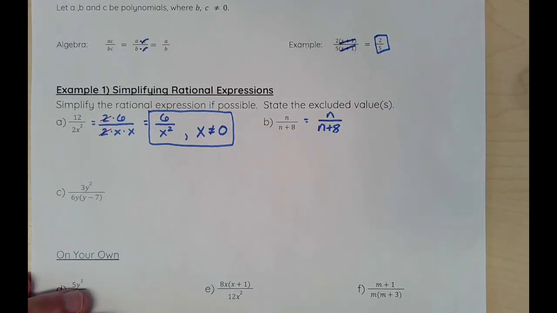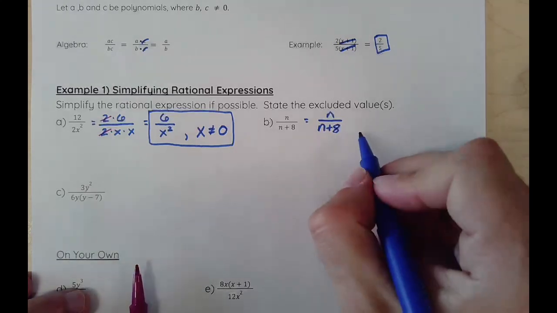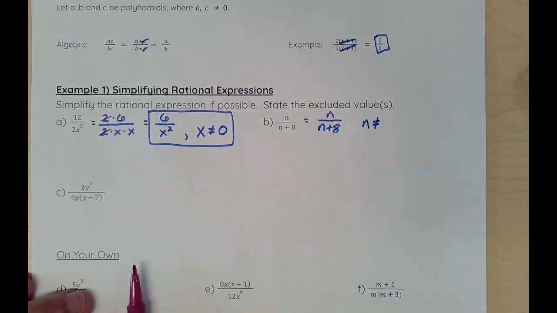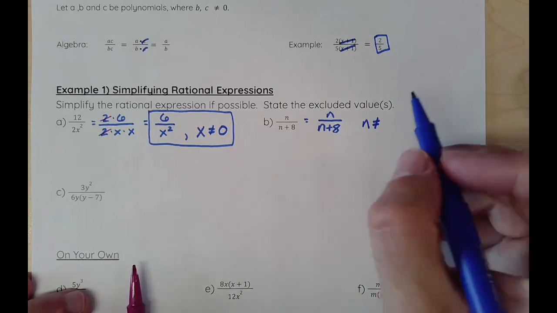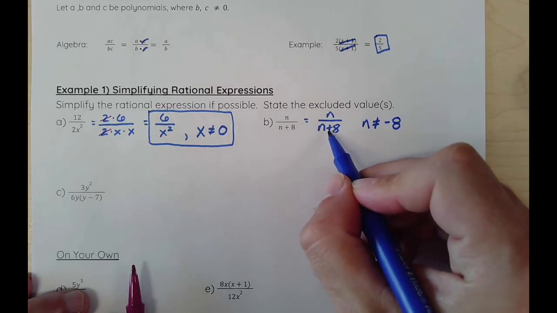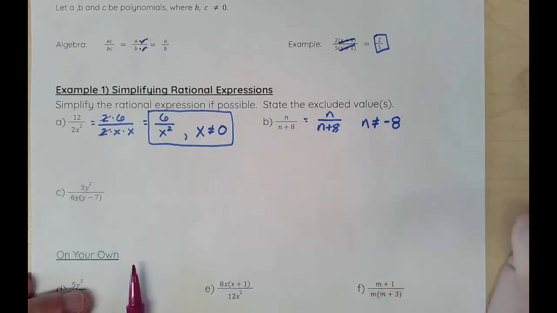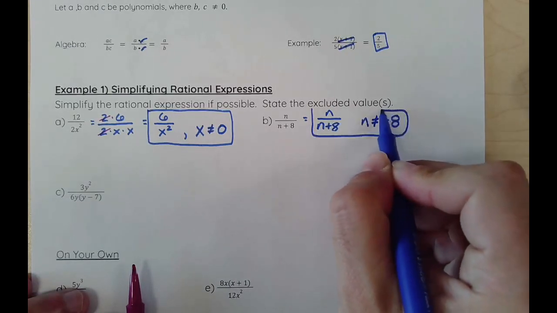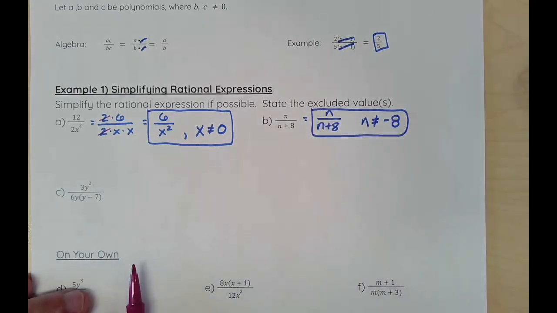Now if it's already simplified, I wouldn't have to change it, but I would want to mention some values that n cannot equal. In this case, n cannot equal -8. -8 plus 8 gives me a result of 0. So I keep the original version, but I include the values.